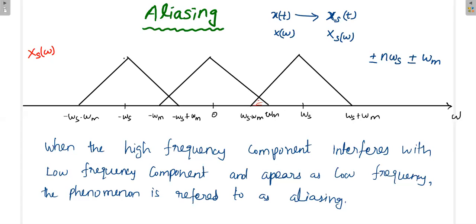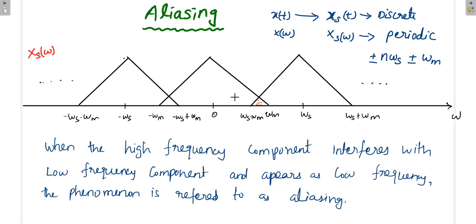As xs of t is discrete in time domain, because after sampling the signal will come like a discrete time signal, Xs of omega has to be periodic, because discrete in one domain will be periodic in the other domain. That's why Xs of omega is periodic. It's like the spectrum is going both on the left side as well as on the right side.